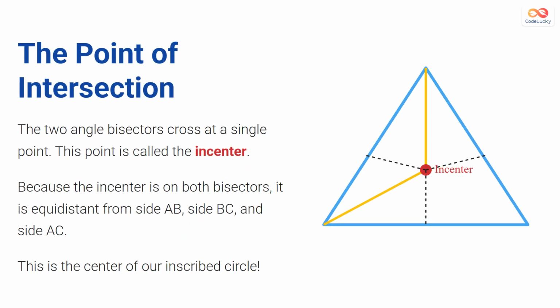That point where the two angle bisectors cross is a very special point. It's called the incenter. Because this incenter lies on the first bisector, it's equidistant from the top and left sides. And since it's also on the second bisector, it's equidistant from the left and bottom sides. Therefore, this point is equidistant from all three sides. We have found the center for our circle.